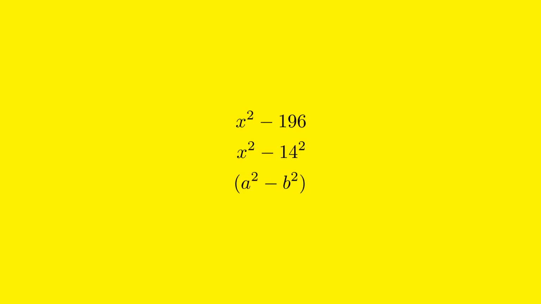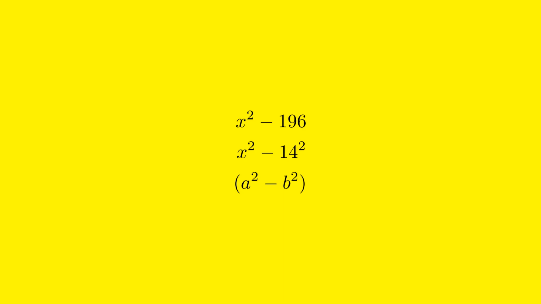To solve the problem x squared minus 196, we start by recognizing that the expression x squared minus 196 is a difference of squares. The difference of squares is a common algebraic pattern where a squared term is subtracted from another squared term. In this case, we see that x squared is the first squared term and 196 is the second squared term. The expression can be rewritten in the form a squared minus b squared, using x and 14, since 14 squared equals 196.